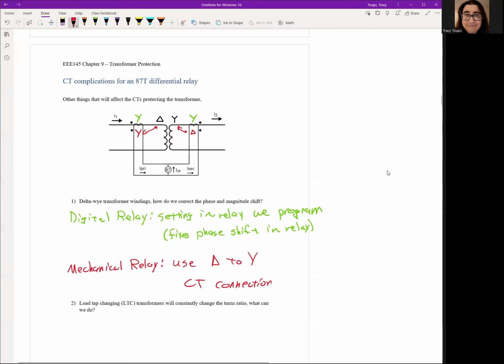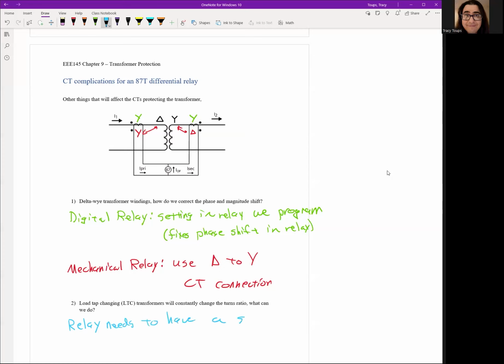Okay. The next part is the load tap changing transformer problem. Remember that plus minus 10% change in turns ratio. What can we do? So we need to figure this out in the relay. There's no amount of CT configuration that's going to fix a changing target that changes the turns ratio every 5 minutes. So the relay needs to have a setting.